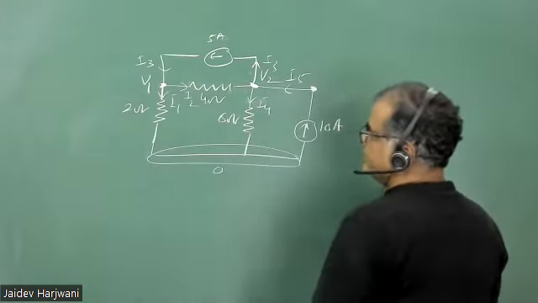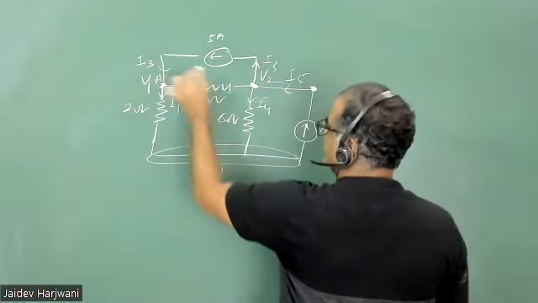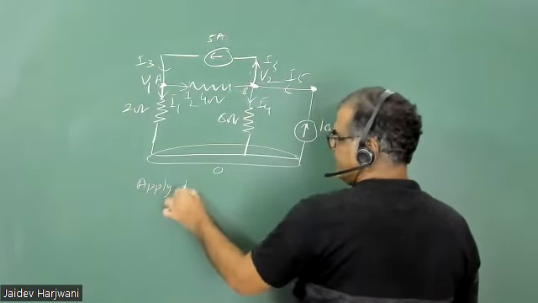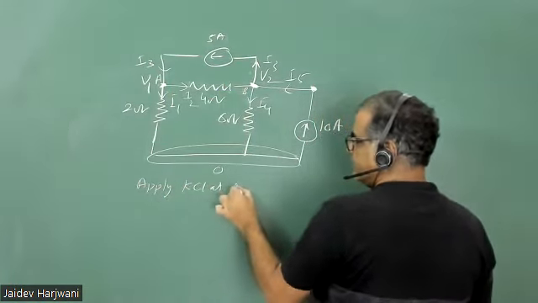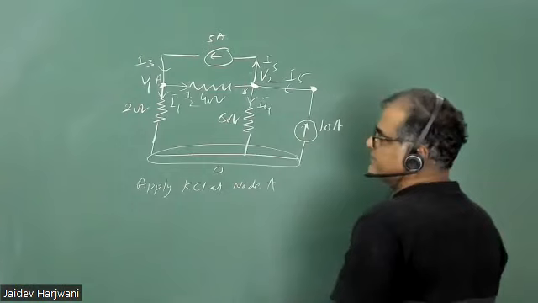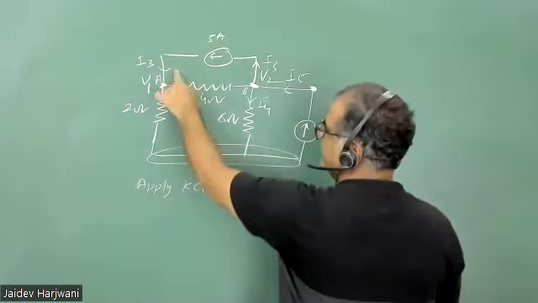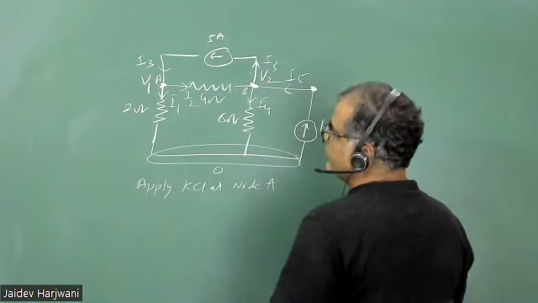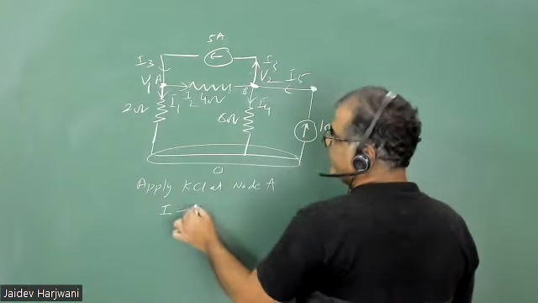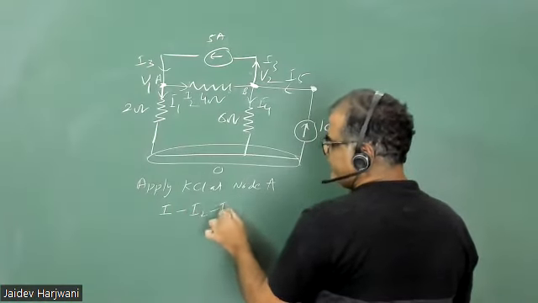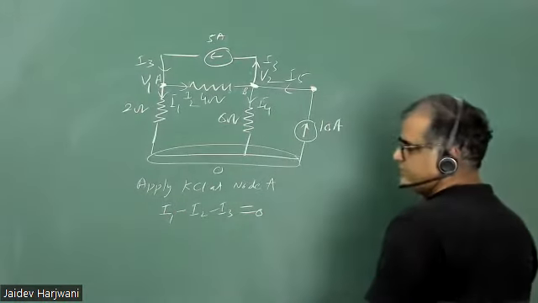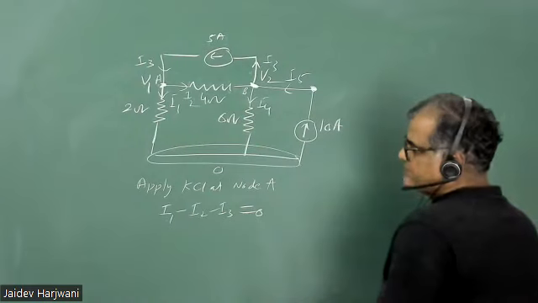Now say this is node A, and say this node is B. So apply KCL at node A. Now at node A, how many currents are there? I1, I2, I3. How many are outgoing? One is outgoing. So I take outgoing positive and incoming negative. So I2 negative, I3 negative. Now that is your choice. You can take I1 as negative and I2 positive. Now what is I1?